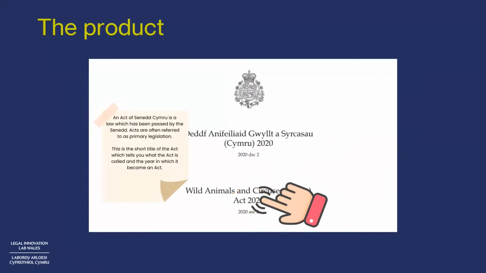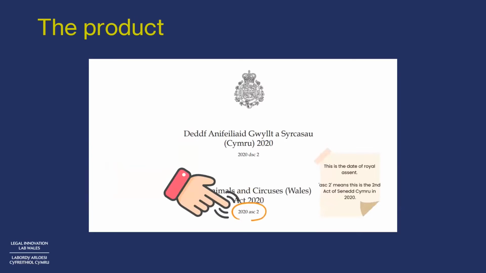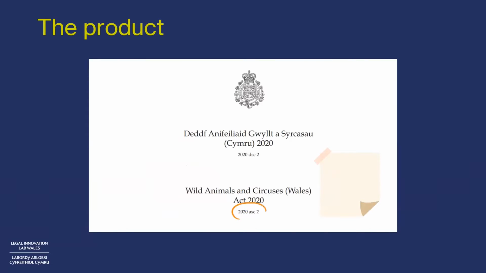An Act of Senedd Cymru is a law which has been passed by the Senedd. Acts are often referred to as primary legislation. This is the short title of the Act, which tells you what the Act is called and the year in which it became an Act. The date of royal assent. ASC2 means it is the second Act of Senedd Cymru in 2020.